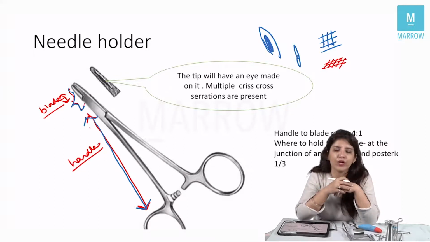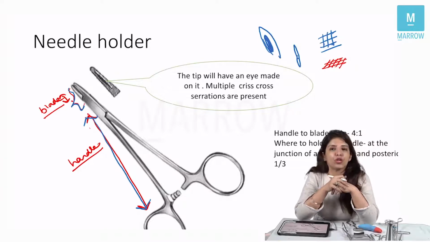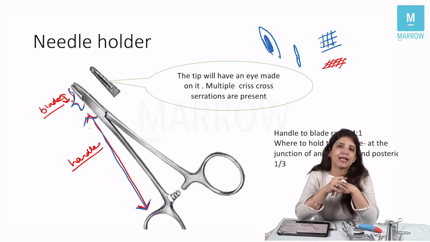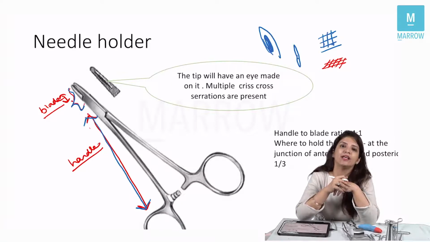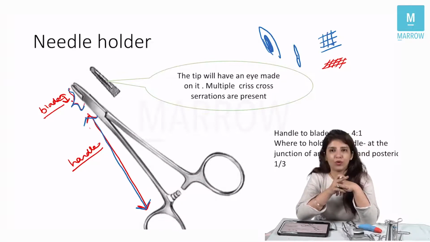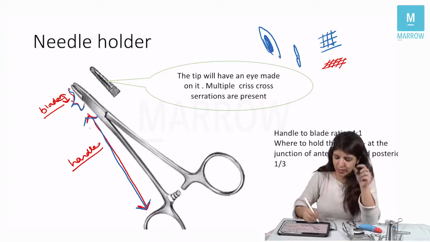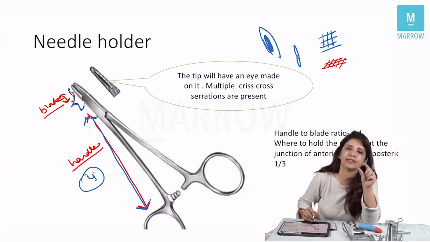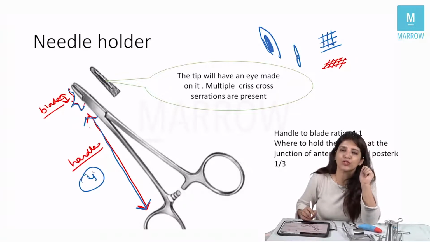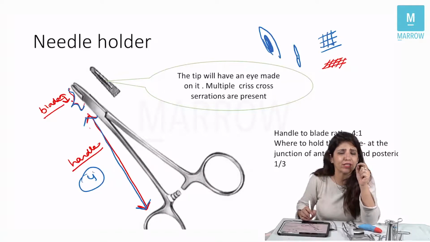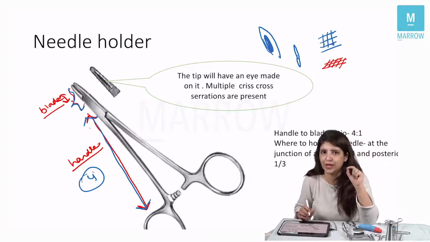Now, your Viva question could be, what is the ratio between the blade and the handle in a needle holder? The ratio between blade and handle is 1:4, right? The handle is very long. It is 4 times longer than the blade. Number 2 question could be, how do you correctly hold the needle in a needle holder? Just show it to me, the examiner can say.